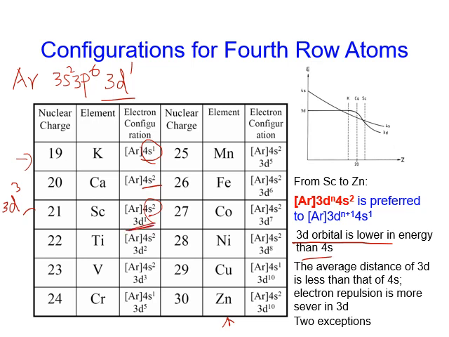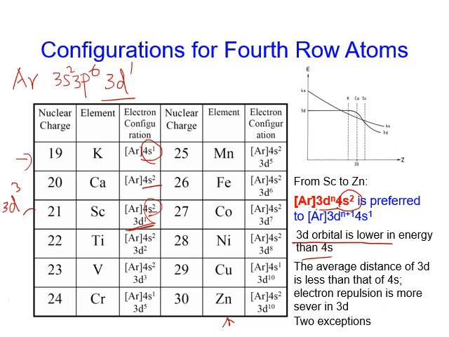And the reason is, even though 3d orbital is lower in energy, the average distance is less, and therefore when electrons are placed in the 3d orbital, it becomes more repulsive. The repulsive force becomes more severe, and therefore instead it keeps the 2 electrons in the 4s orbital. In fact, from scandium to zinc, most atoms keep 2 electrons in 4s orbital, but the extra electrons go to 3d orbital. Now, 2 exceptions.